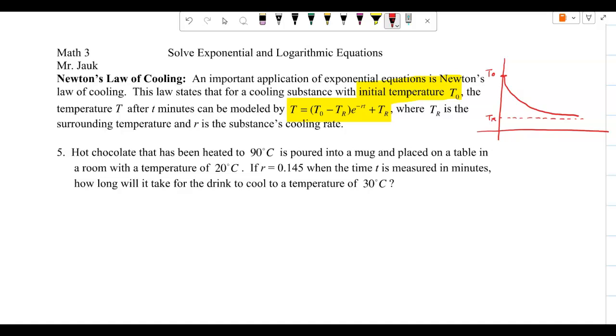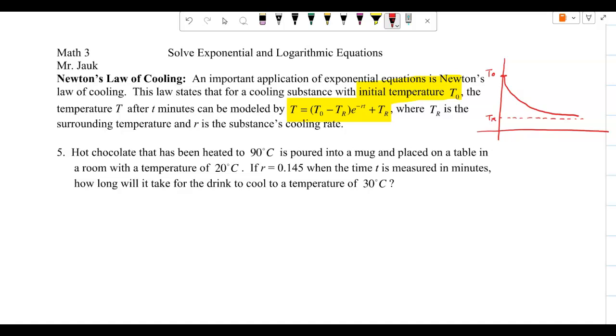So hot chocolate that has been heated to 90 degrees Celsius is poured into a mug and placed on a table in a room with temperature 20 degrees Celsius. If R is equal to 0.145, when the time is measured in minutes, how long does it take for the drink to cool to a temperature of 30 degrees? So it would be 30.